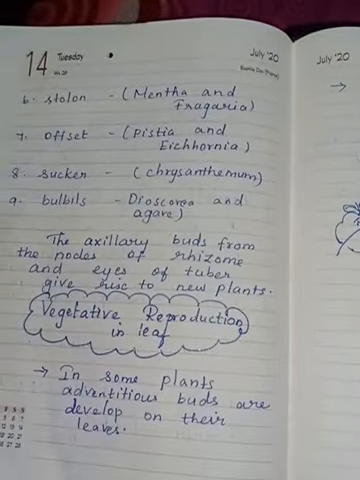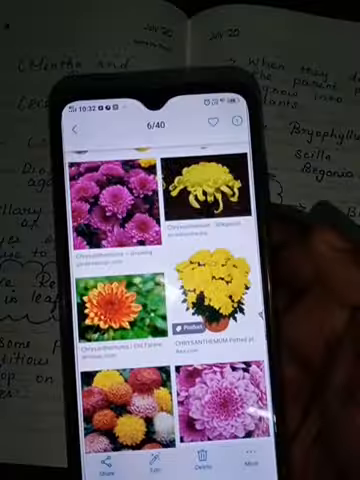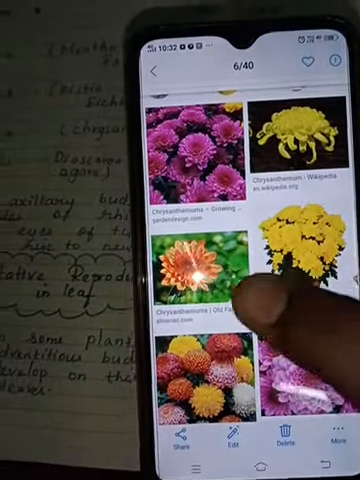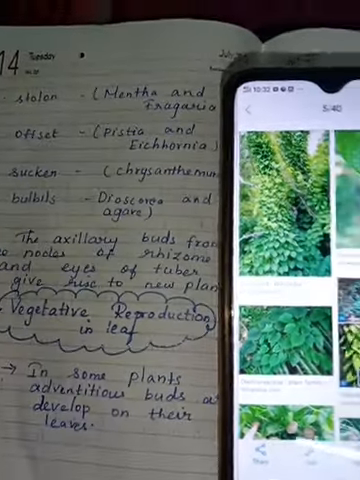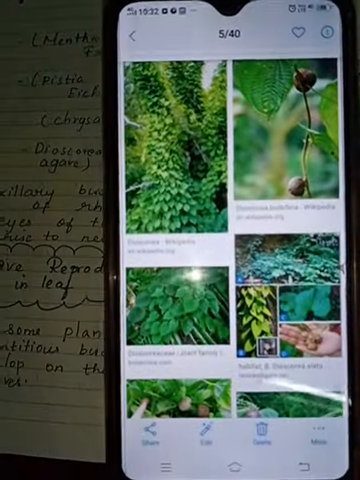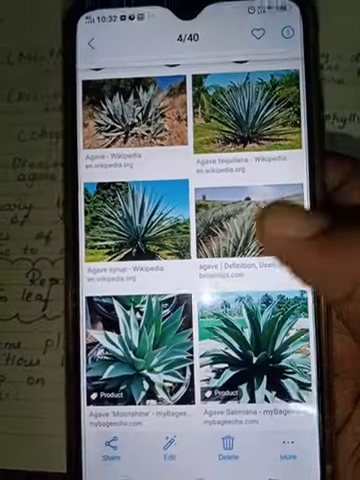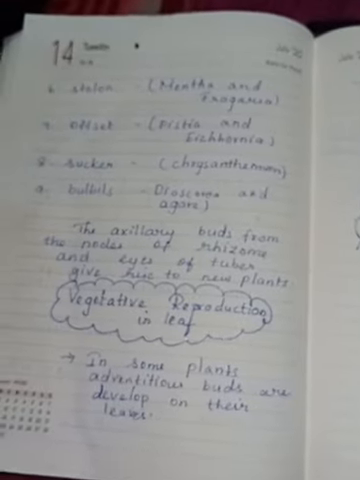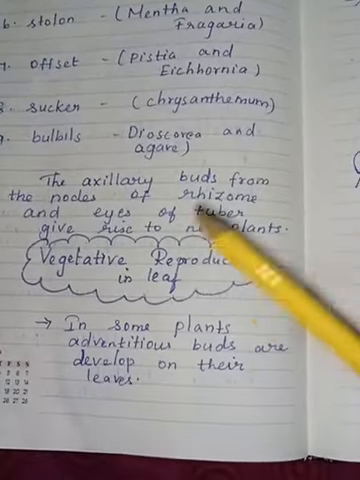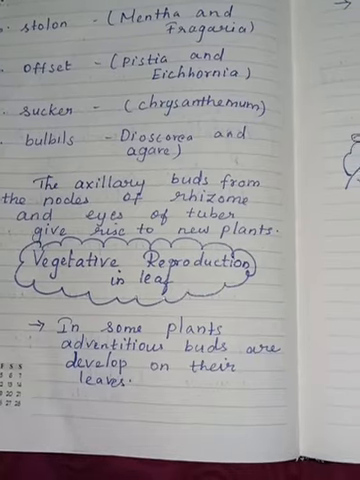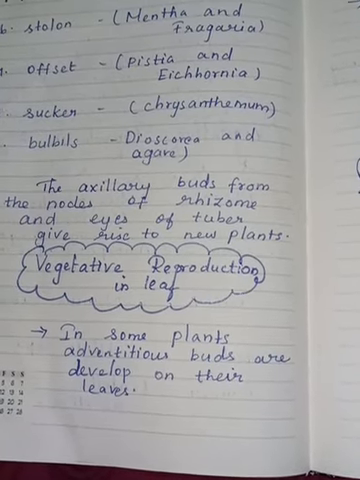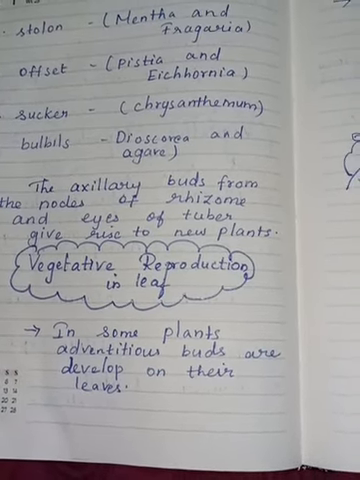Next one is sucker, Chrysanthemum. See, this one is a Chrysanthemum. Okay. Then bulbous Dioscorea. So see, this one is a Dioscorea. Then agave. See, this one is a agave. So the axillary buds from the nodes of rhizome. Okay. What is meant by node? Nodes of rhizome.